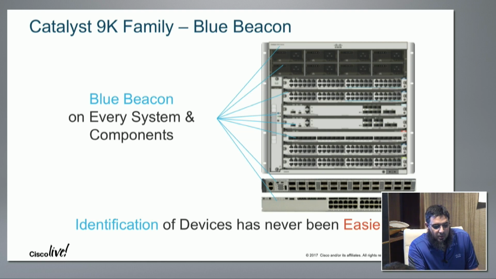Now, blue beacon is available on the Catalyst 9300, 9500 on this system. On the Catalyst 9400, which is modular, we have the blue beacon available on every single modular component, which means on the line cards, on the supervisor, on the power supply, on the fan tray, everything, right? So I think this is pretty cool. This makes the identification of the device, which could be sitting in one of the wiring closets and people have to find it, much easier. People used to use different ways to do that. Now it's pretty easy.